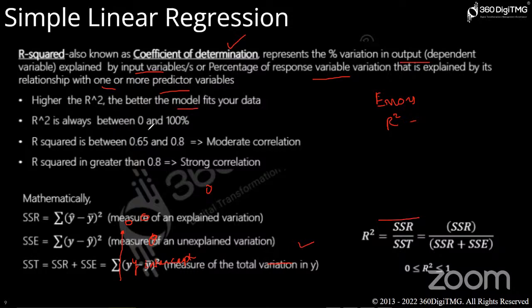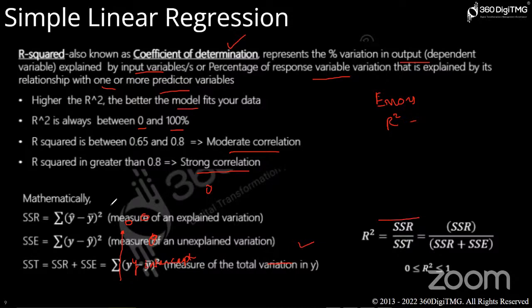So a high R squared value will suggest that your model is good, that you have a better model. It will always lie between 0 and 100%, and a value between 0.65 and 0.8 is known as an okay relation. If it is more than 0.8, we'll say it has a strong relation. So this is all about R squared.